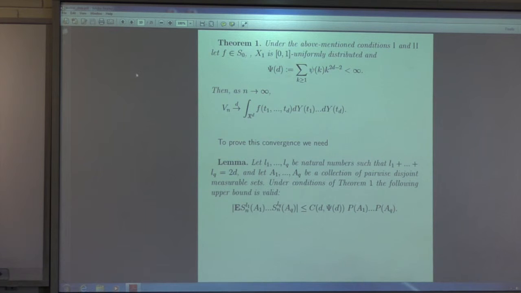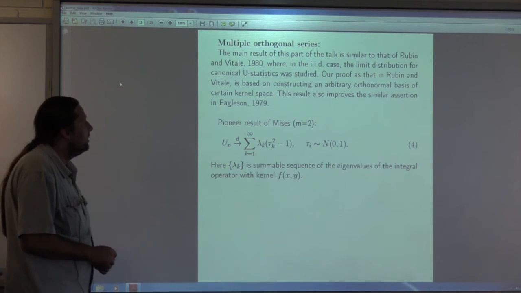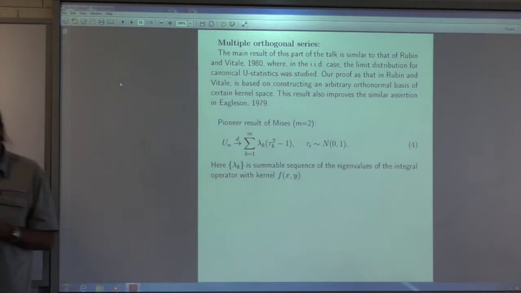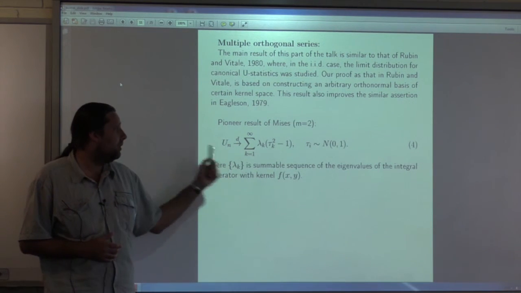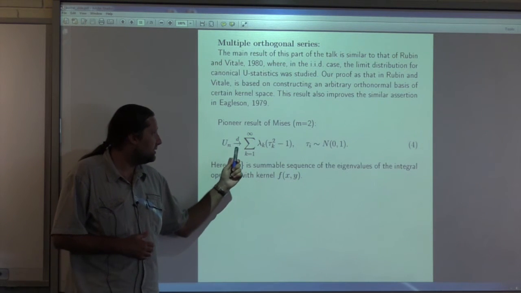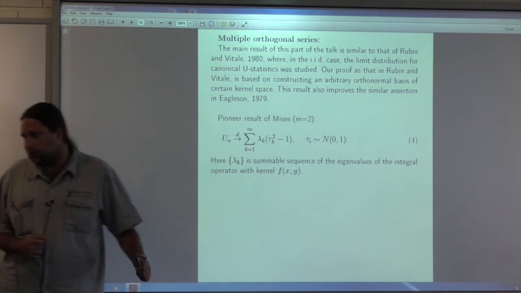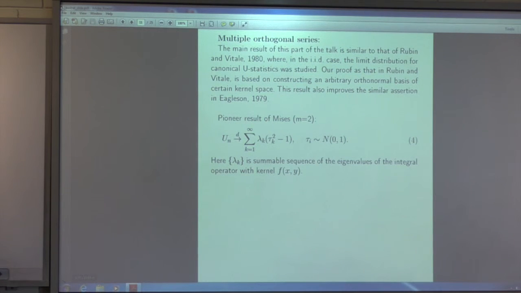And I want to say a few words about the other approach, which is decomposing the kernel function into multiple orthogonal series, where the limit element again has the form of multiple orthogonal series. This is the first result, the result of Mises, who described the asymptotic behavior of canonical V-statistics in terms of series of Gaussian random variables.